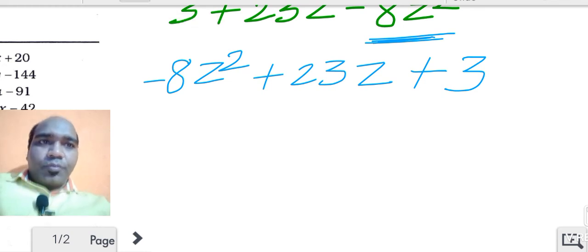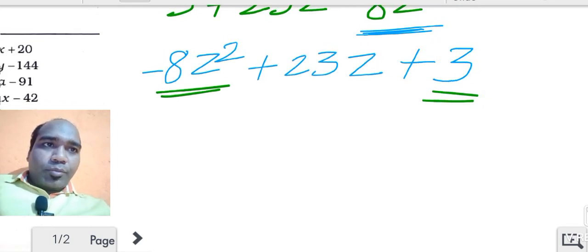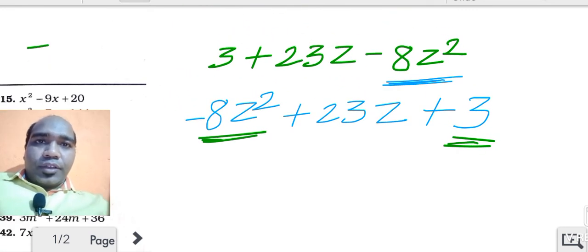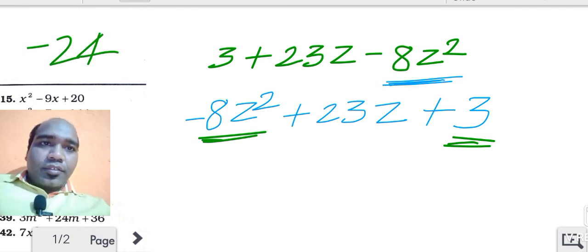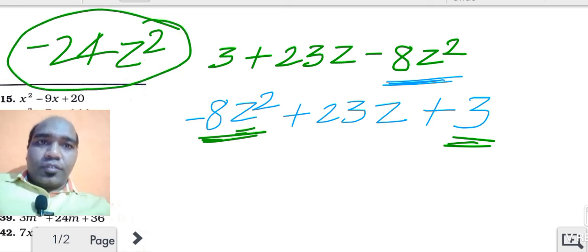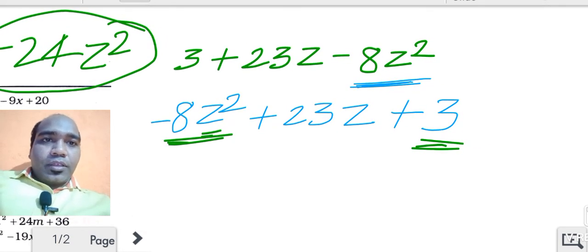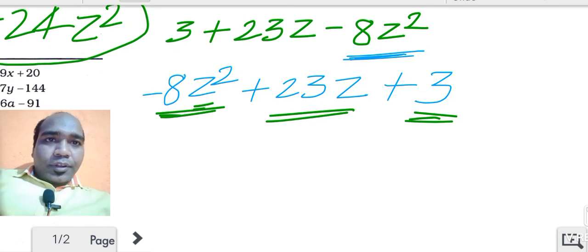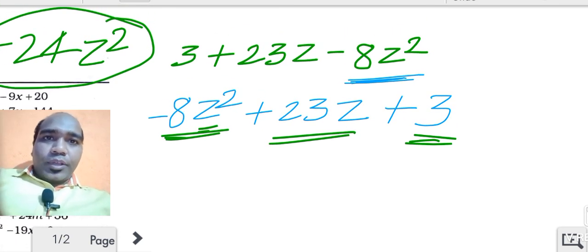Now after that, what do we have to do? This constant part and this square part, both we have to multiply. So after multiplying, how much will we get? 3 into 8, 24. So we'll get minus 24, and here z square is there, so minus 24z square we are getting. Okay, so this 23z we have to split, so that after multiplying we get minus 24z square. Got it?